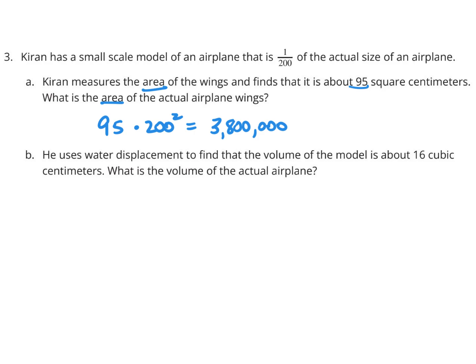Now, he uses water displacement to find the volume of the model is 16 cubic centimeters. What is the volume of the airplane? So, if the model is 16, you have to multiply it by 200. But this is volume, so we have to cube it. And this gives us this number in the calculator.